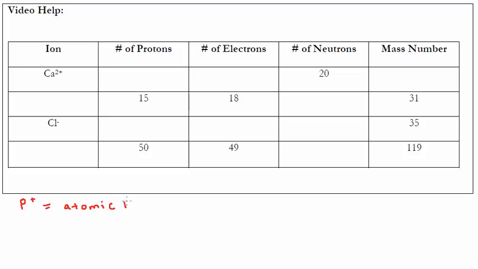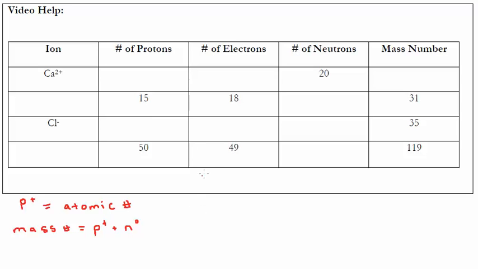The other concept we went over is mass number. Now the mass number equals the number of protons plus the number of neutrons.